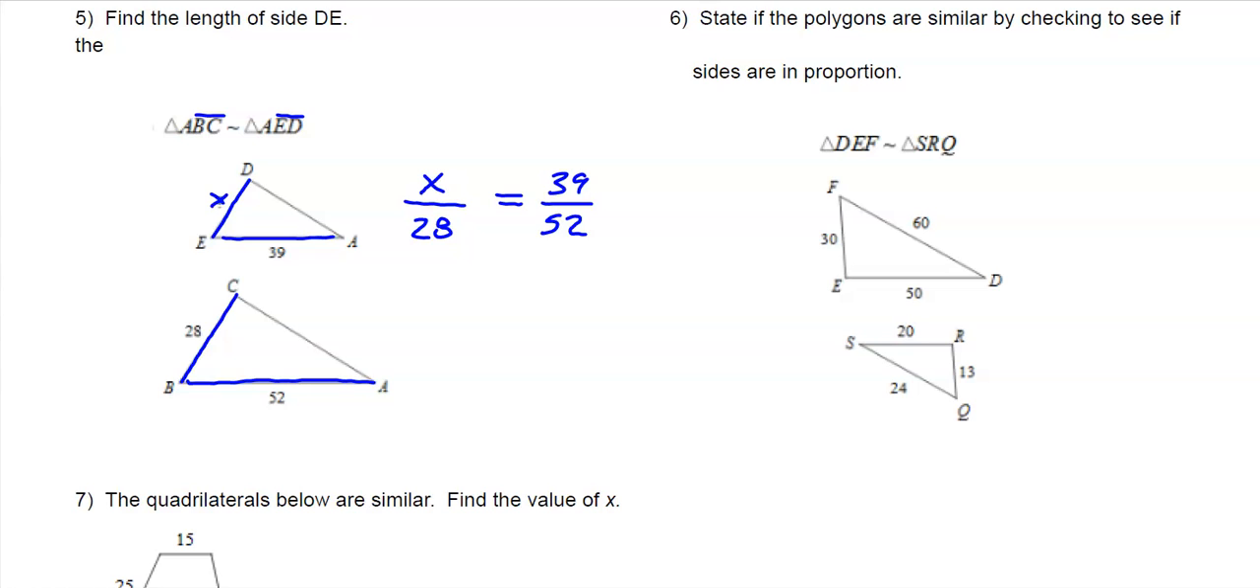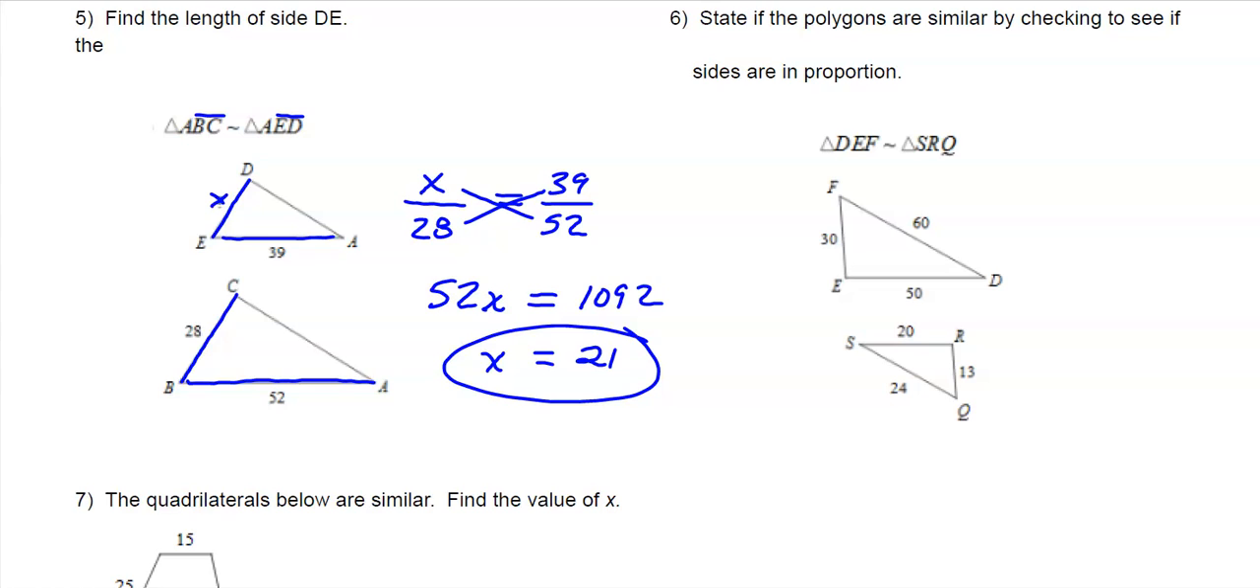I'm going to cross multiply, and I get 52x equals, and 39 times 28, let me grab a calculator here, so 39 times 28, looks like 1092. And then we divide both sides by 52. So divided by 52. And looking like 21.